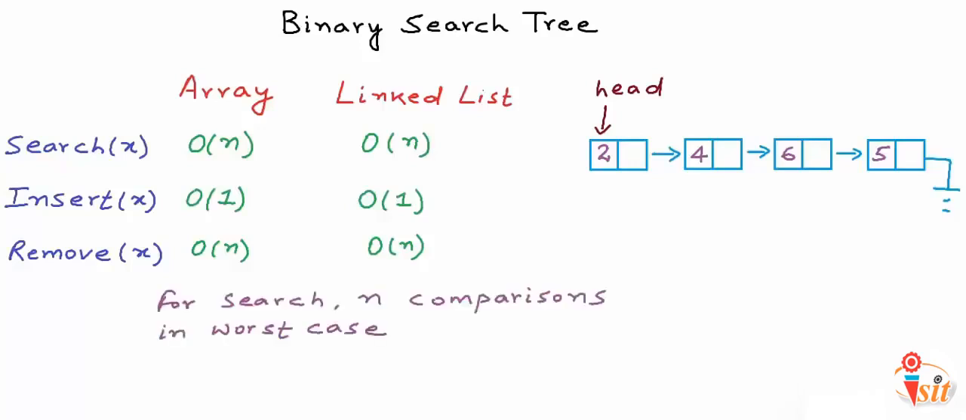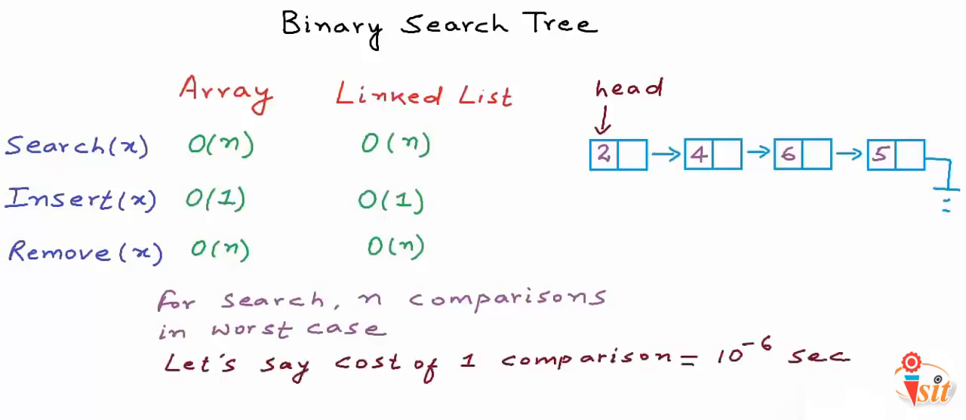Let's say our machine can perform 1,000,000 comparisons in 1 second. So we can say that machine can perform 10 to the power 6 comparisons in 1 second. So cost of one comparison will be 10 to the power minus 6 second.